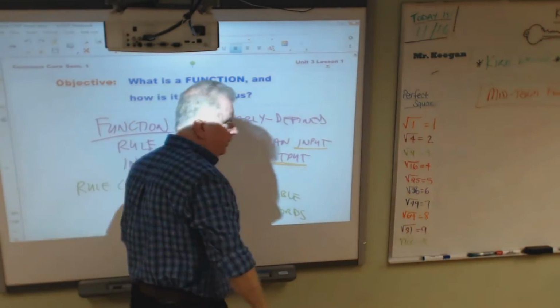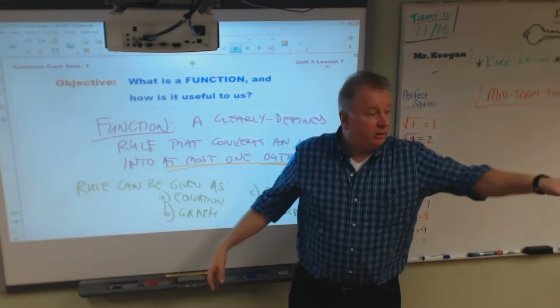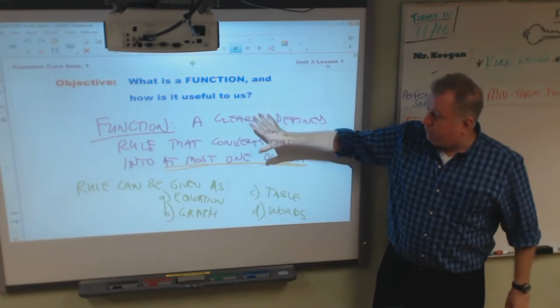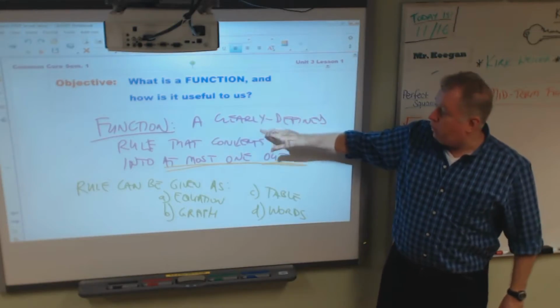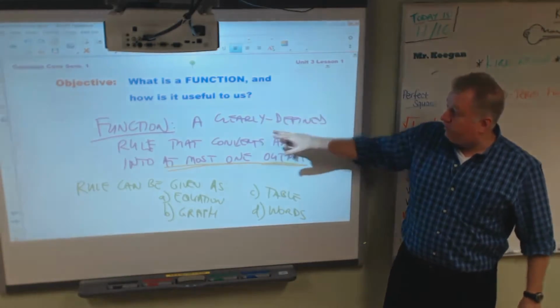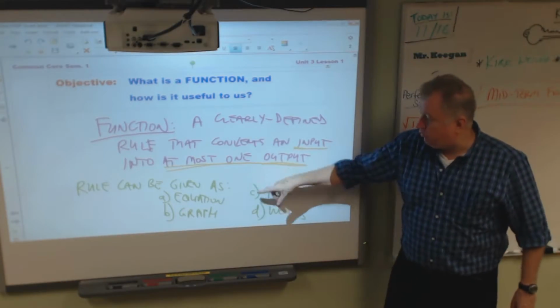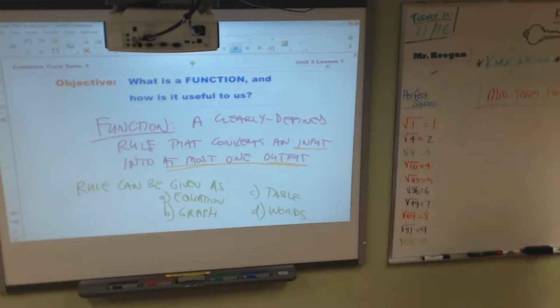Does everybody else have their little white notebook? I'm gonna find yours, Khalil. I want you to write these two things down in your white notebook though. The first thing is a definition of function, and the second one is a definition of how the rule can be given. I just want you to write it down.